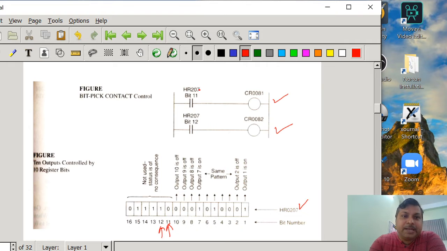It means that we are using contacts whose status depends on the bit status of the register HR207. Suppose bit 11 is 0, it means that CR81 will be off, and if bit 12 is 1, it means that CR82 will be on. So depending on the bit status of HR207, we are going to control CR81 and CR82.